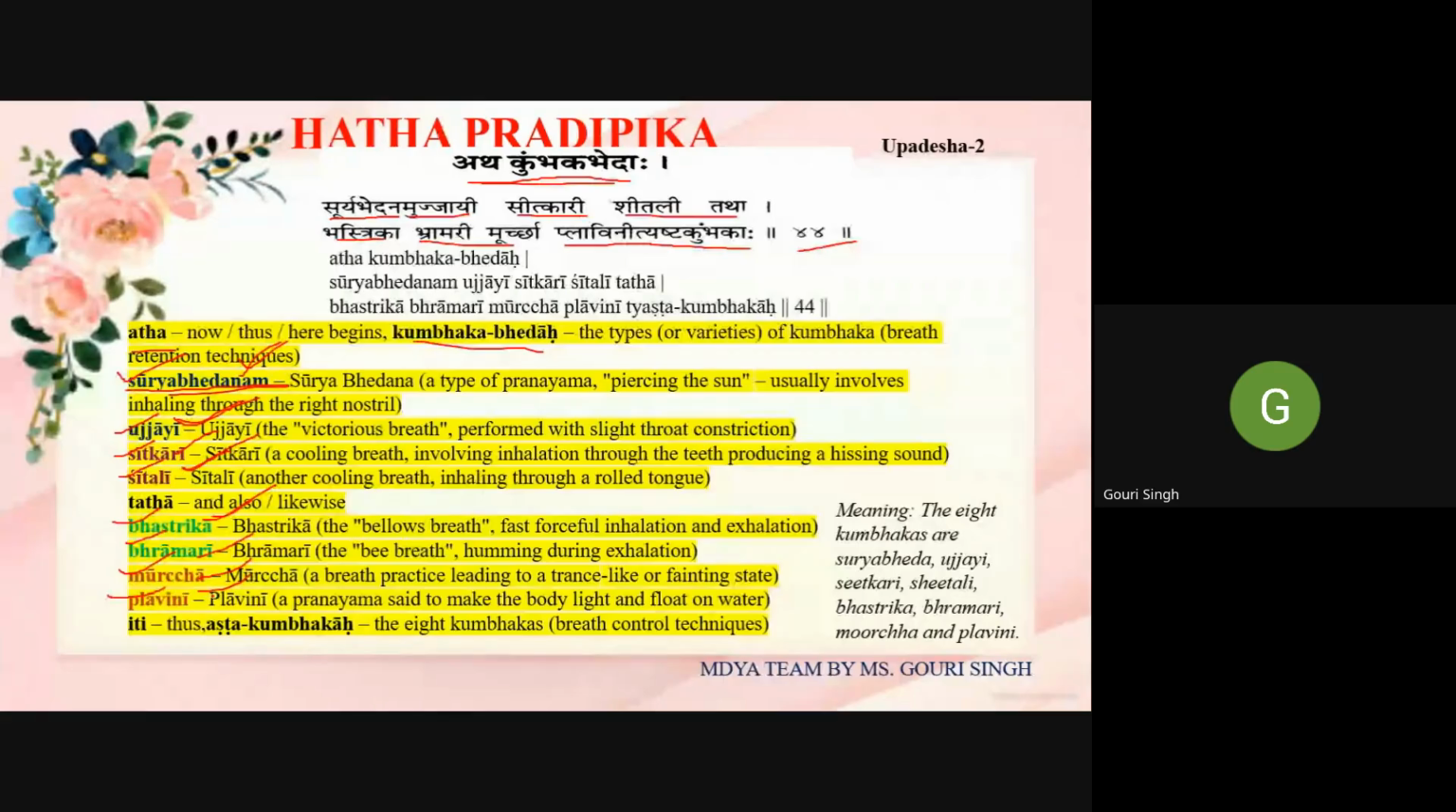Okay. So here, all of you remember the sequence. First will become the Surya Vedanam. Then next the Ujjayi. Then next the Sitakari. Then Sitili. Okay, Sitakari will become first, then only comes the Sitili. Then Vastrika. Then Brahmari. Then Murcha. Then Plavini. This is the sequence of the Kumbhakas.